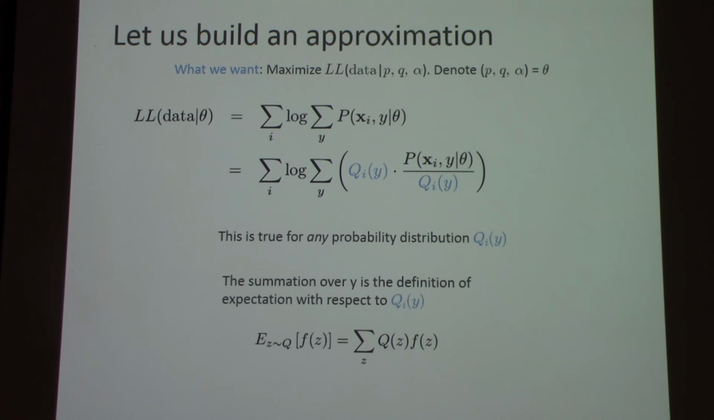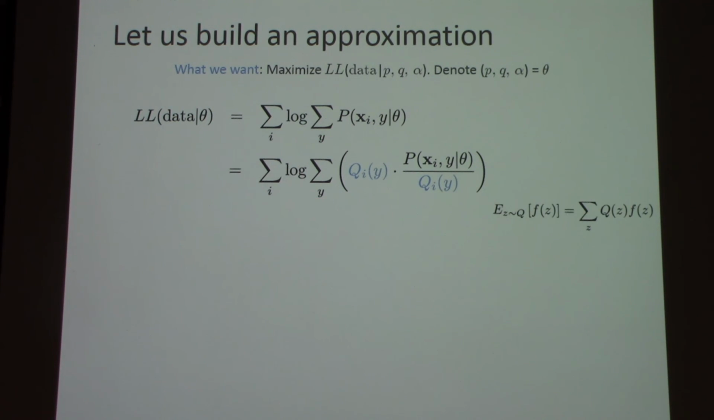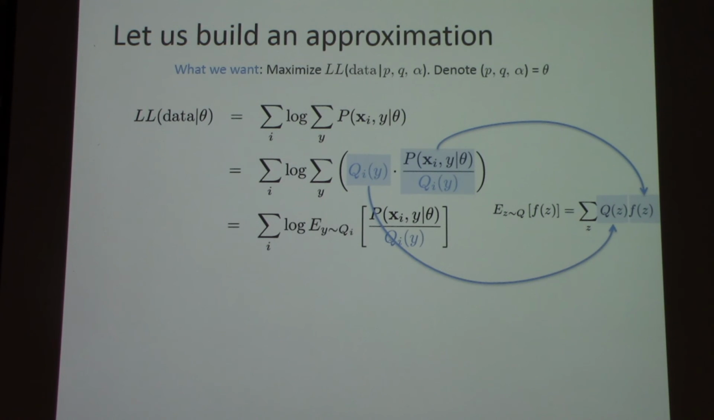It's true for any probability distribution, but notice the quantity inside this box here. It is sum over all y, q of y times something. I don't care what it is. Instead of y, I've used z at the bottom, sum over all z, q of z times something. That's literally the definition of expectation. So what we have here is an expectation according to this distribution Q, an expectation of what? Expectation of this ratio, P of xy divided by Q. So let's just replace it with the expectation.